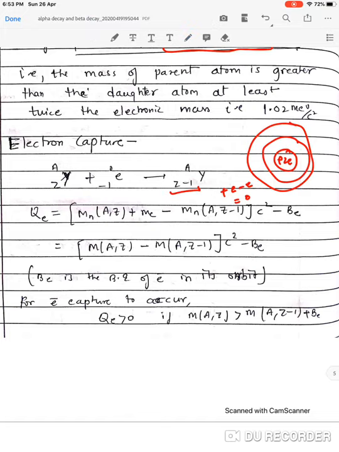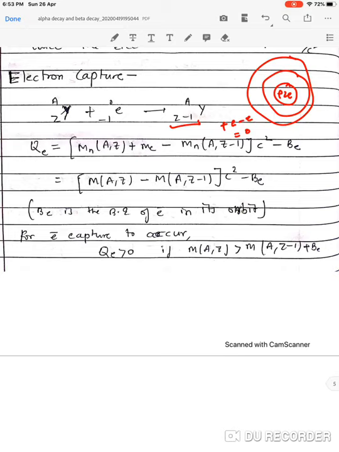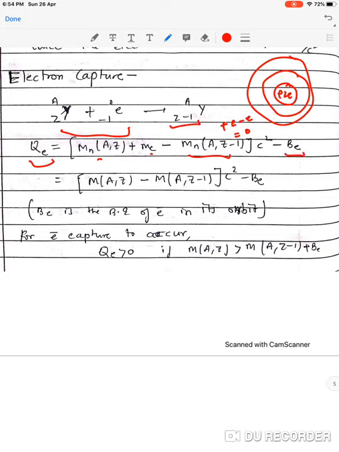For the energetics, you need to apply the same process: the Q value for electron capture should be positive for this reaction to happen. The total reactant mass is the mass of the nucleus plus the mass of an electron, and the product mass is only the mass of the daughter nucleus. There is another factor, the binding energy of the electron, because there will be energy emission.